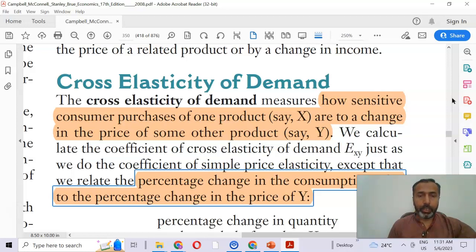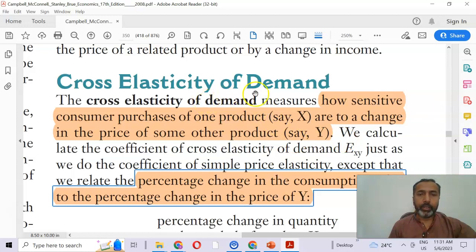For example, if you want to see how the demand for Coke responds to a change in the price of Coke, it will be called price elasticity of demand, because we are considering the demand for Coke in response to a change in the price of Coke.